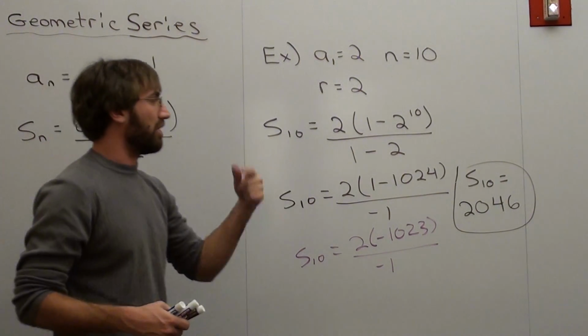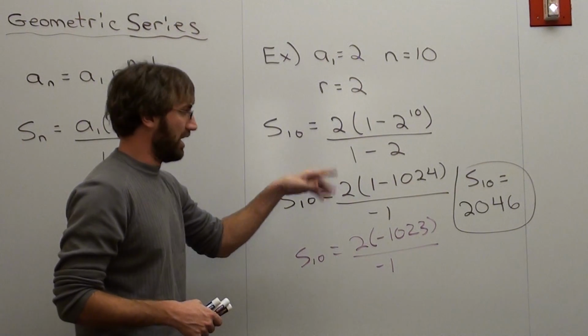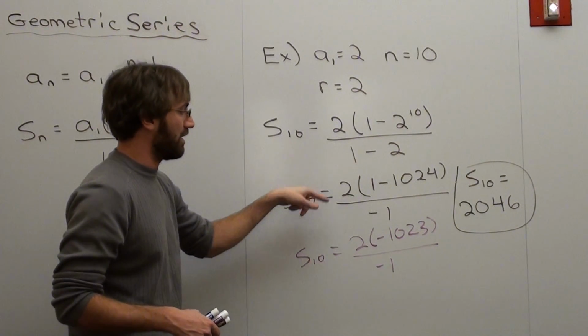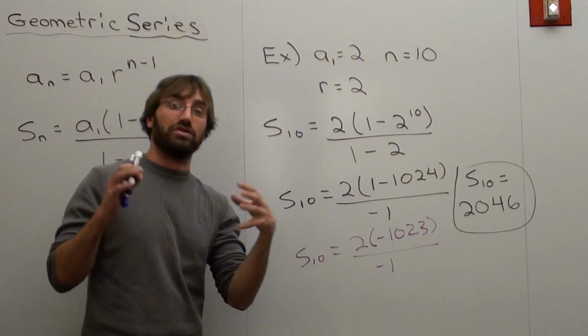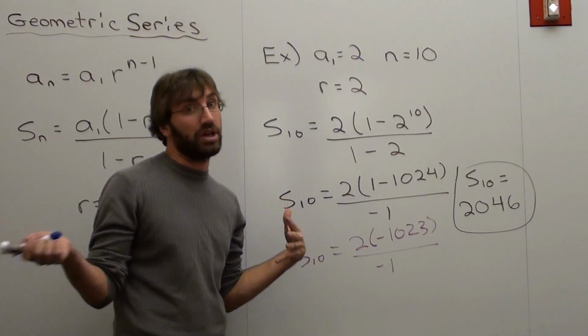Let me just make sure that's right. 4, 8, 16, 32, 64, 128, 256, 512. Yeah, it is 1024, negative 1023 times 2 is 2046. Yeah, perfect. So the first 10 terms is 2046 when I add them up. Pretty cool, pretty cut and dry.